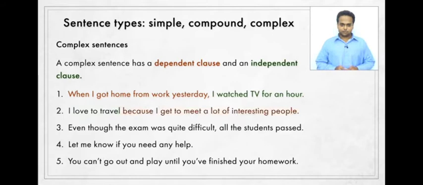All right, in number 2, I love to travel is the independent clause, and because I get to meet a lot of interesting people is the dependent clause. Now in sentence number 1, we saw that the dependent clause came first. And here in number 2, the dependent clause comes second. That's okay. In complex sentences, you can put the clauses in any order. That's no problem. All right, number 3, even though the exam was quite difficult is the dependent clause, and all the students passed is the independent clause.